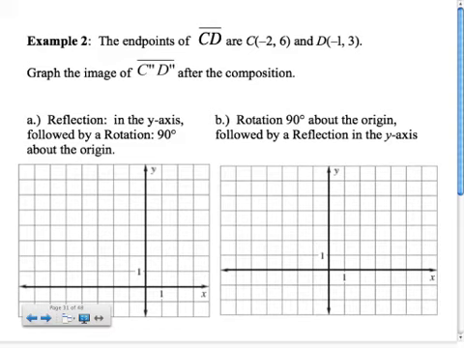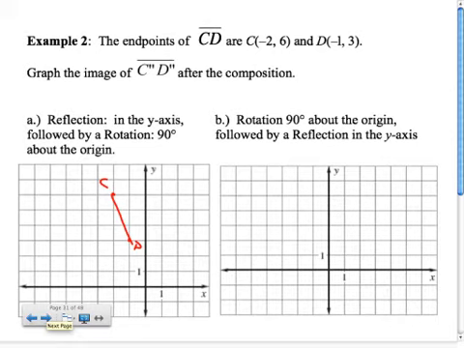Just another glide reflection. I'm sorry, actually this one is not. This is a composition, a different kind of composition. So if I plot CD, C is, let's see here, negative 2, 6, so I'm looking at part A first. So negative 2, 6, and D is negative 1, 3. So there's C and D.